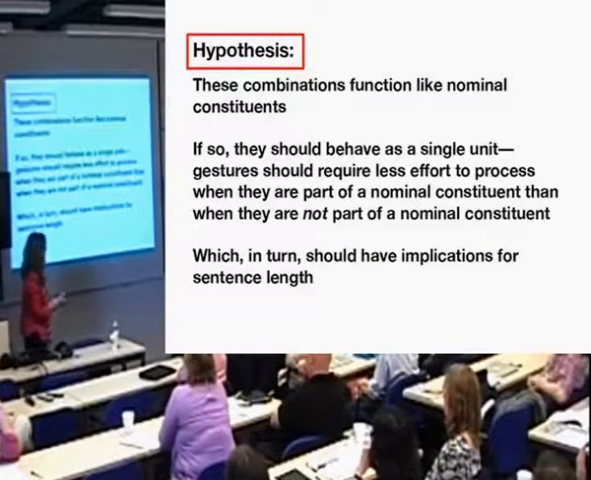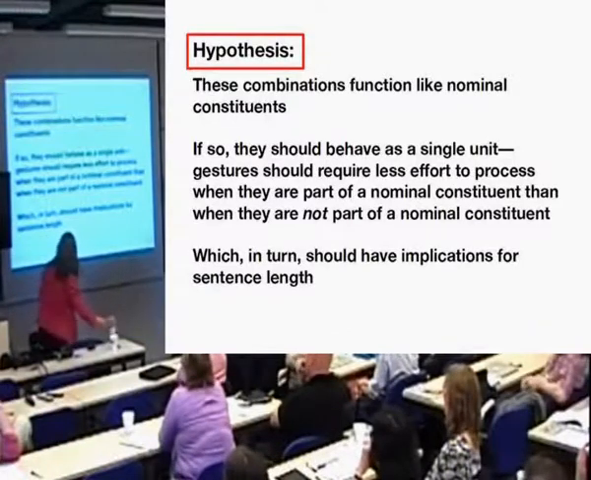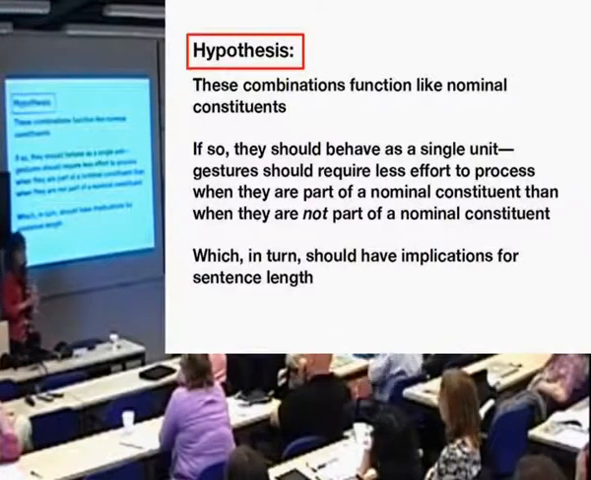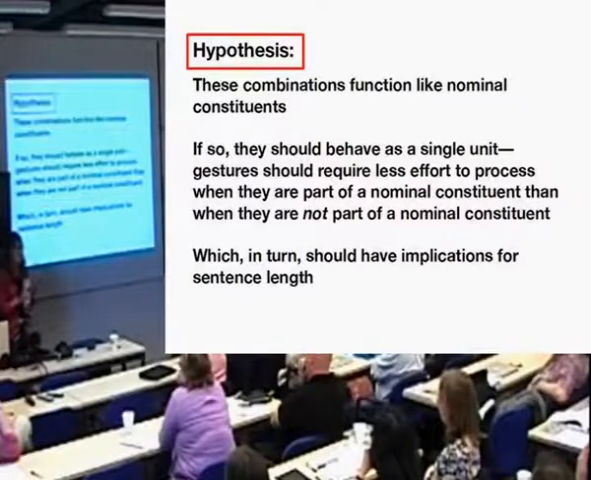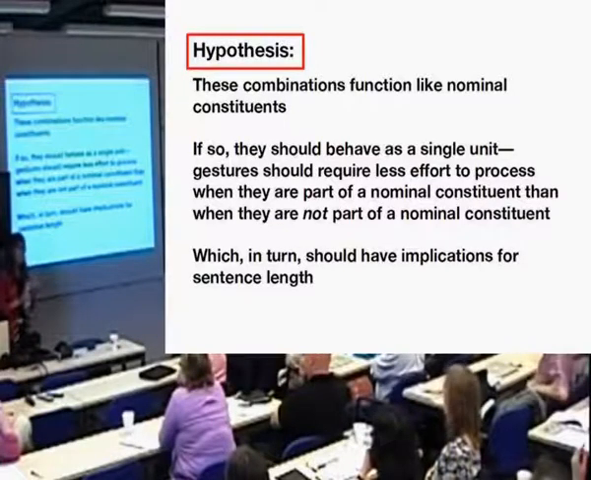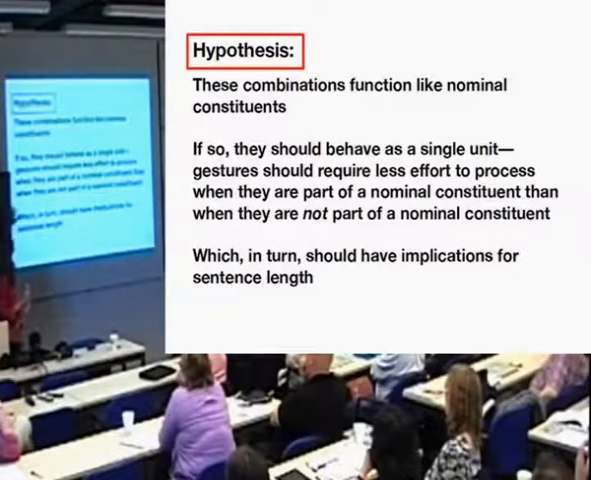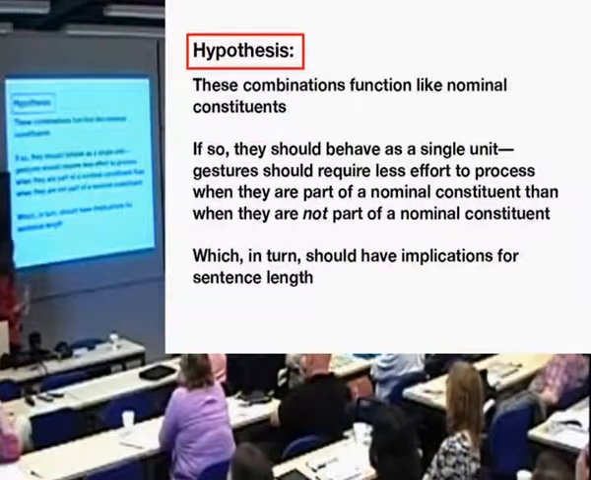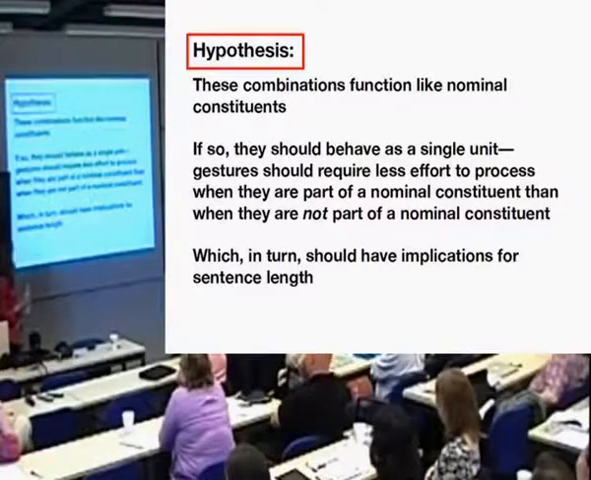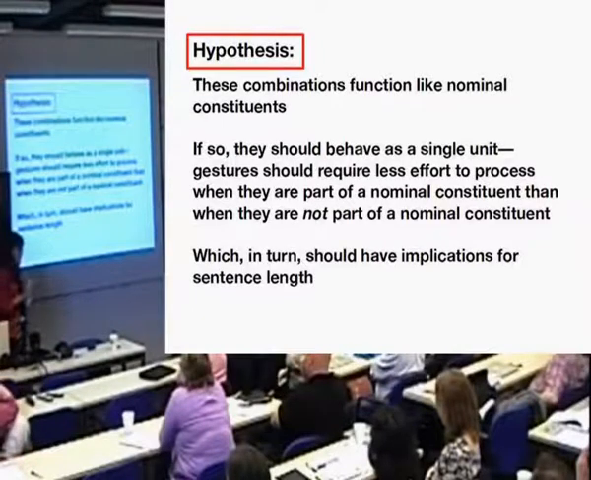So our hypothesis was that these combinations function like nominal constituents. What kind of evidence could we mount that they really are forming a unit? So this is the kind of evidence that we thought might bear. If they really are forming a unit, they should behave as a single unit. And these gestures might require less effort to process when they're part of a nominal constituent than when they're not part of a nominal constituent.